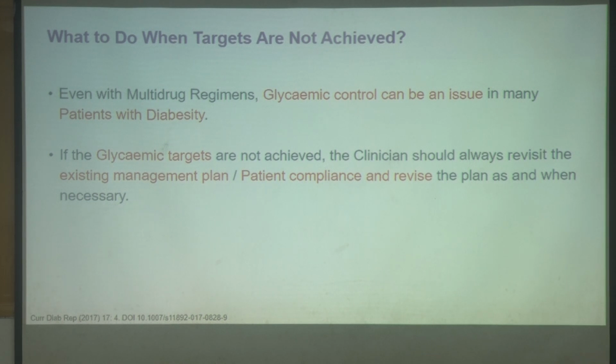So what to do when targets are not achieved? Even with multiple drug therapy, glycemic control can be an issue in many patients with diabetes. If the glycemic targets are not achieved, the clinician should always revisit the existing management plan as well as patient compliance, and revise this plan as and when necessary.